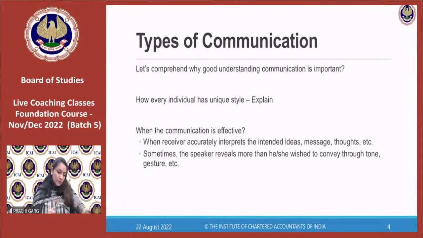Okay, so now let's try to understand what are the types of communication. Before that, I would like you to answer this question. Why do you think everybody should understand different types of communications or different styles of communications?